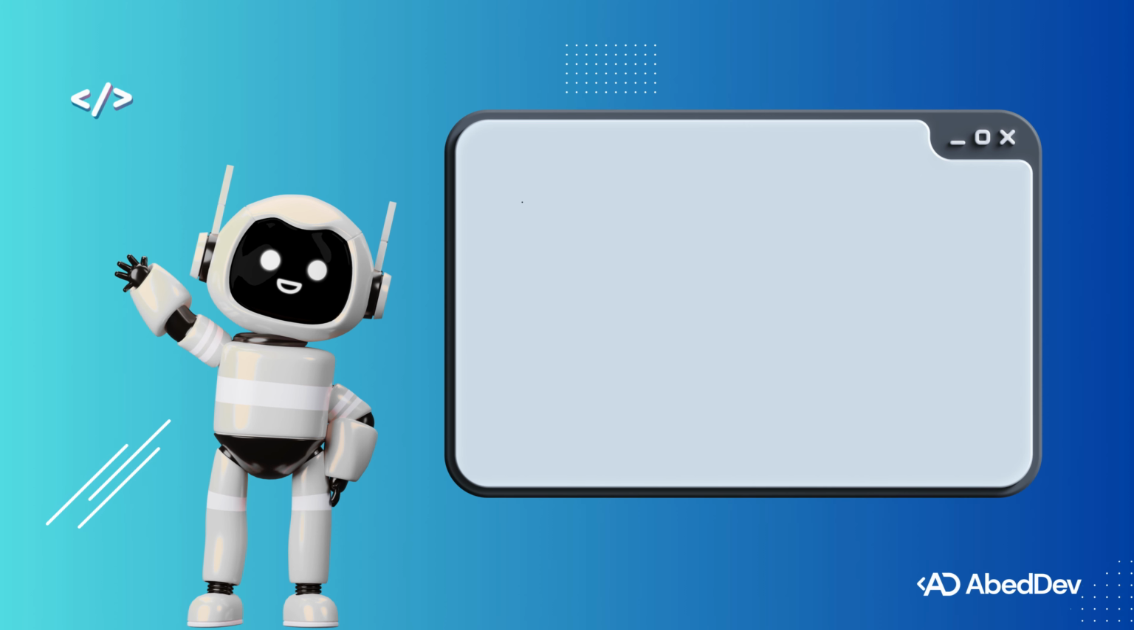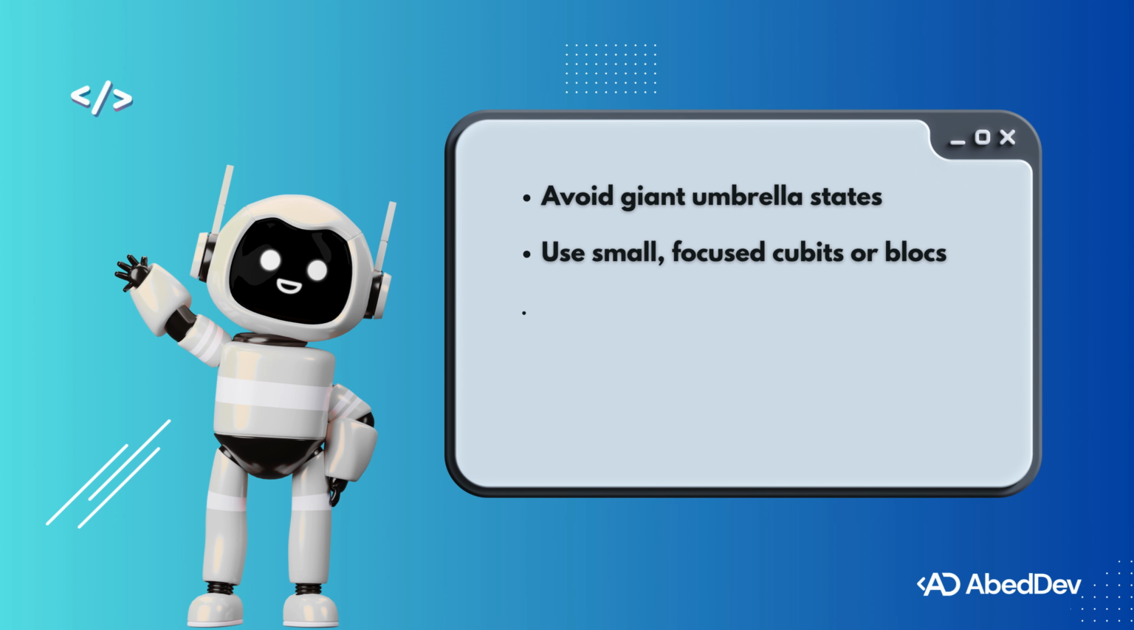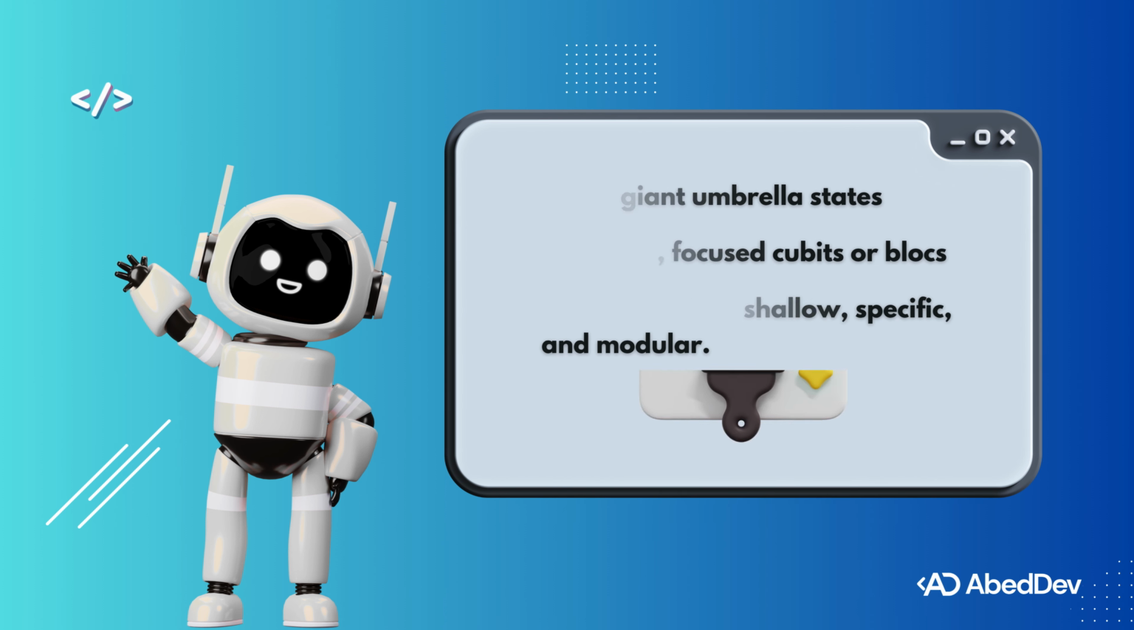So remember, avoid giant umbrella state. Use a small, focused Cubit or BLoC for each feature. Keep your state shallow, specific, and modular. That's how you keep your code clean and maintainable.